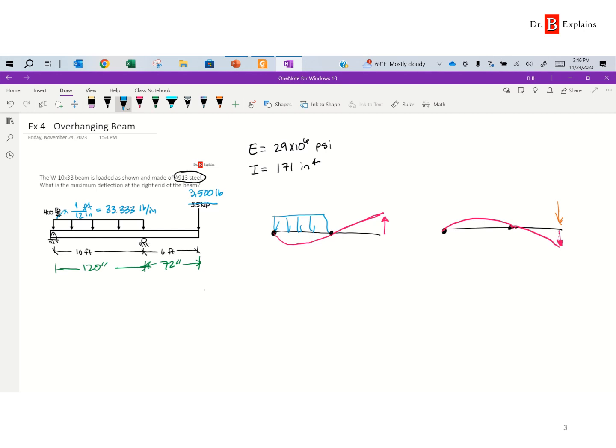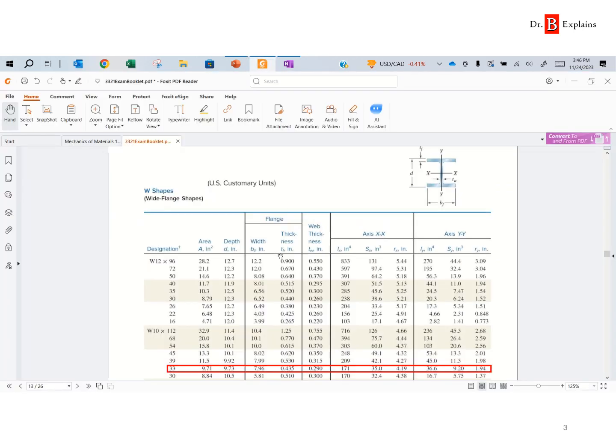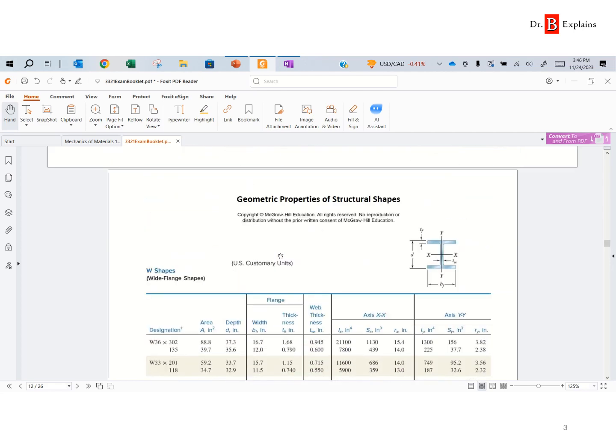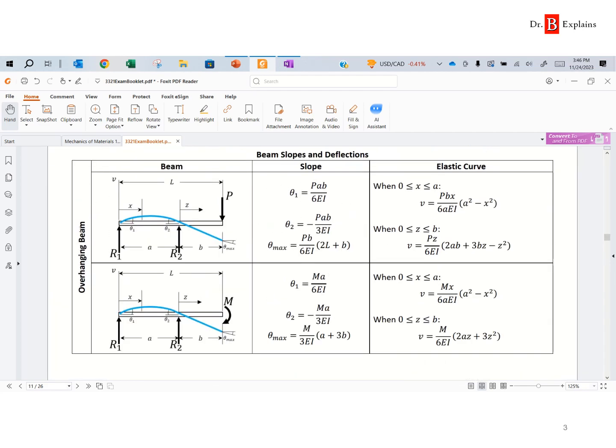Let me go ahead and do first the case for the concentrated load over here. So the case is a concentrated load. So let's look at the equation booklet. Oops, wrong menu, equation booklet. And let's start looking for an overhung beam. So here we have overhanging beam. And we have the case where there's a concentrated moment at the end. And this one is a concentrated force. This is the case that we have.